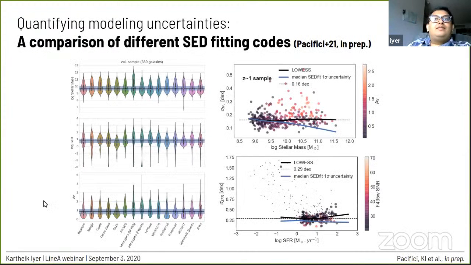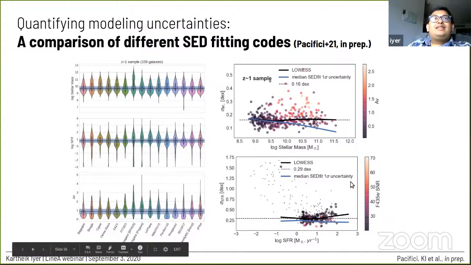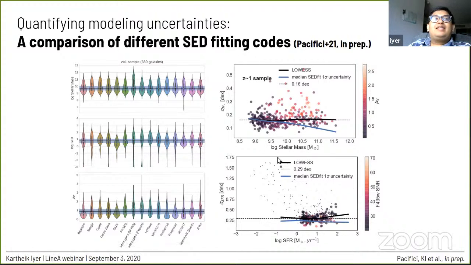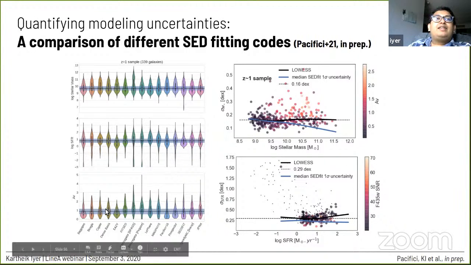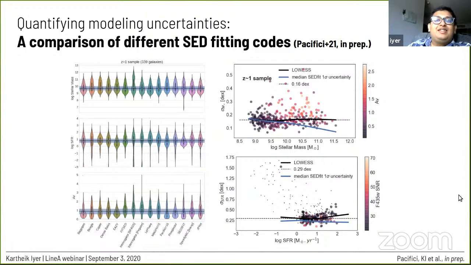And we can quantify modeling uncertainties because all of these SED fitting codes make assumptions about things like the IMF and the dust law and other things. We can quantify the uncertainty by comparing many different codes, and this is ongoing work by Camilla Pacifici, in which the dense basis code is also participating.